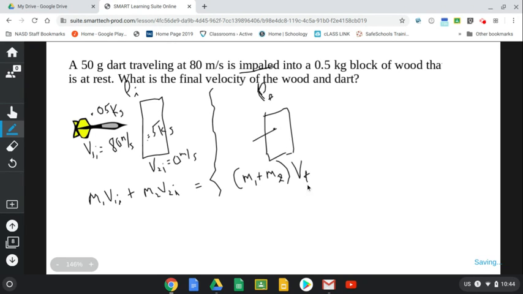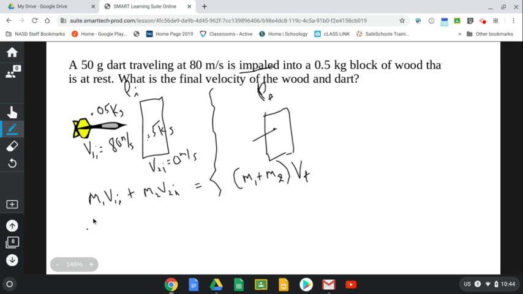So let's think about this vf. This is the only object that had momentum. This object had zero momentum because it had zero velocity. So these two together are going to have a smaller velocity than this 80 meters per second because the mass increased. Okay, so if we get a number not smaller than 80, we know we've got something wrong. All right, so let's take a look at the problem here. Let's put some numbers in.